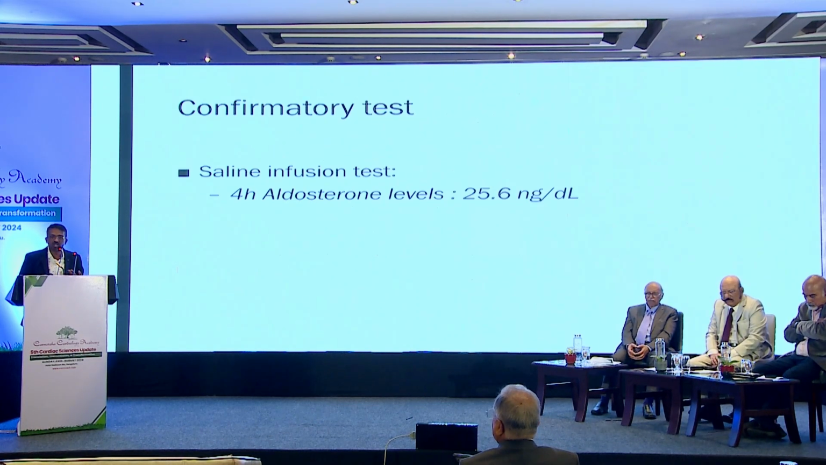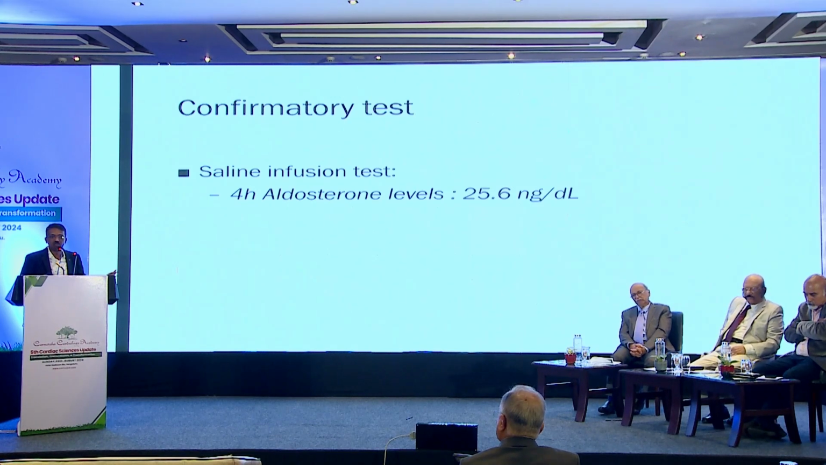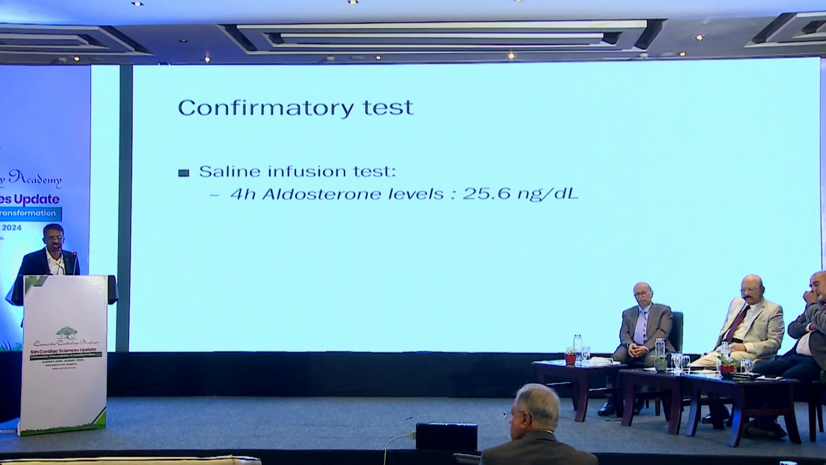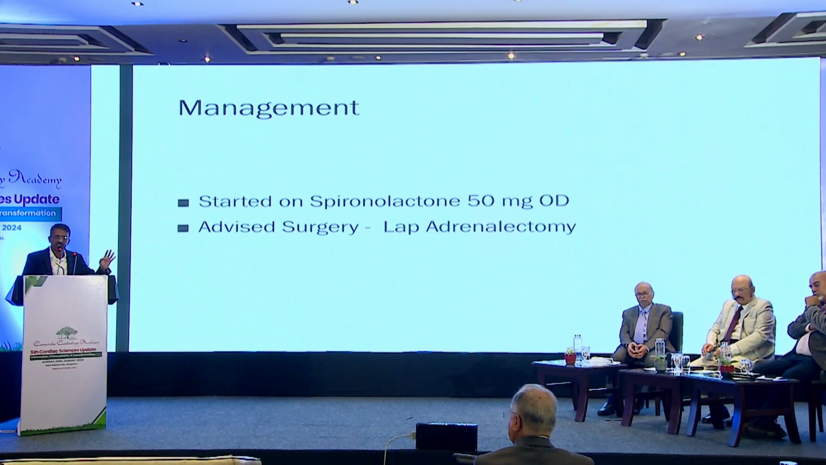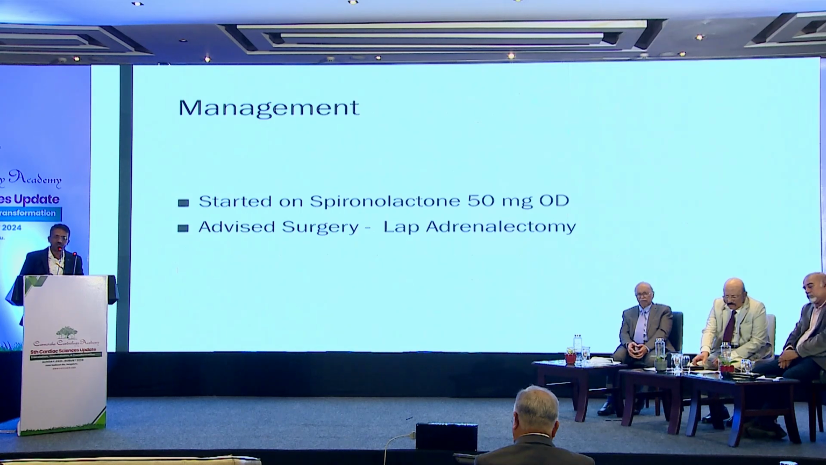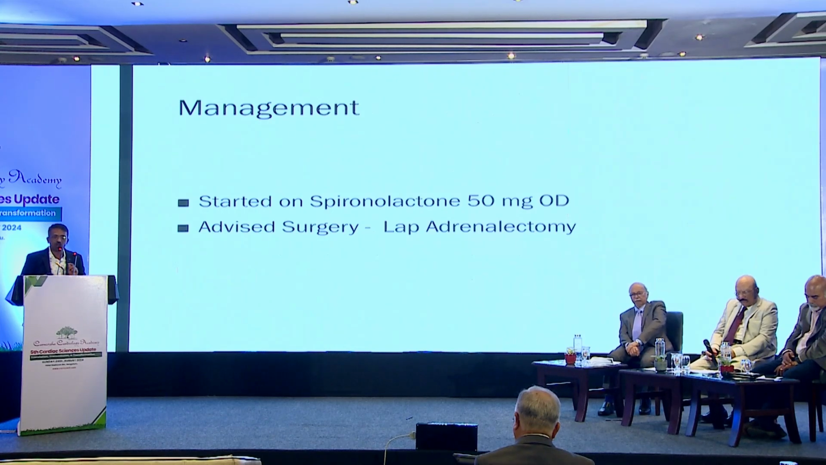Normally, when you use saline as a challenge and you infuse, the aldosterone level should fall. If it is persistently above 15 nanograms per deciliter, it is almost confirmed that we are dealing with a hyperaldosteronism state. So it's very clear cut now. We have detected the case. Now we have done a confirmatory test, and the patient was started on spironolactone 50 milligrams, and the patient and attenders were counseled about the need for laparoscopic unilateral adrenalectomy.